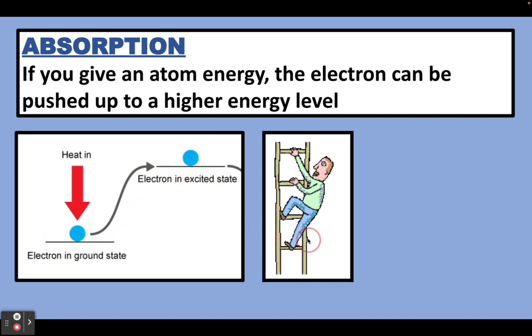This is very much like you climbing a ladder, right? When you're closer to the ground, you have a lower gravitational potential energy. But as you climb up to higher rungs on the ladder, your gravitational potential energy increases. Same thing for the electron. Here we have a kind of potential energy for the electron in its ground state. This is the lowest energy. When it absorbs energy, it goes up to a higher energy state, more potential energy.